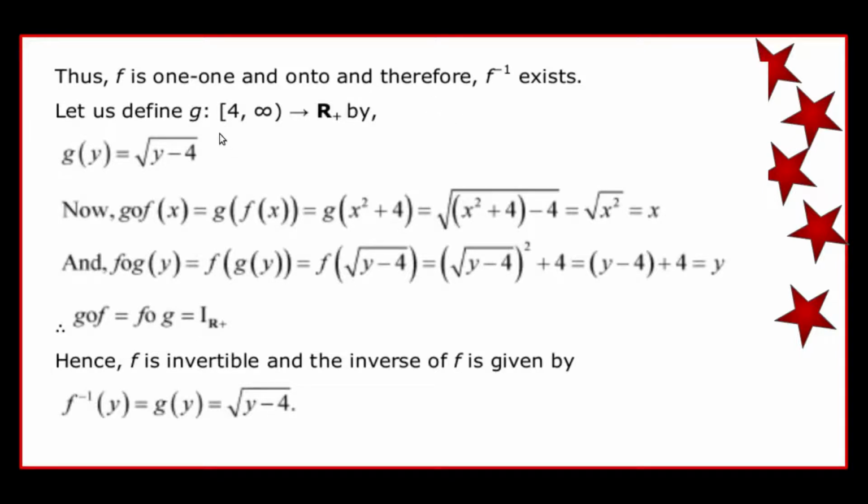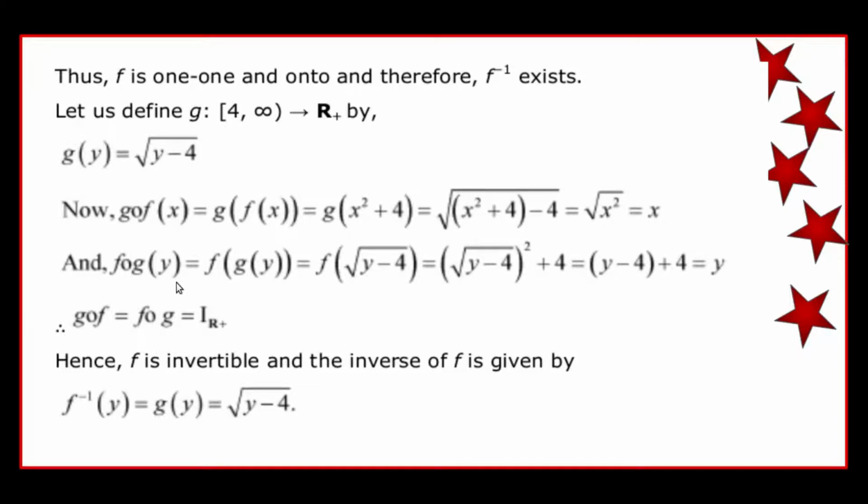Now define g from the interval [4, infinity), closed at 4 and open at infinity, to R plus by g of y equal to root of y minus 4. Here we have g composite f of x, which is g of f of x, where f of x is x square plus 4 and g of y is root of y minus 4. Here y is x square plus 4. So root of x square plus 4 minus 4, that is root of x square, which is x.